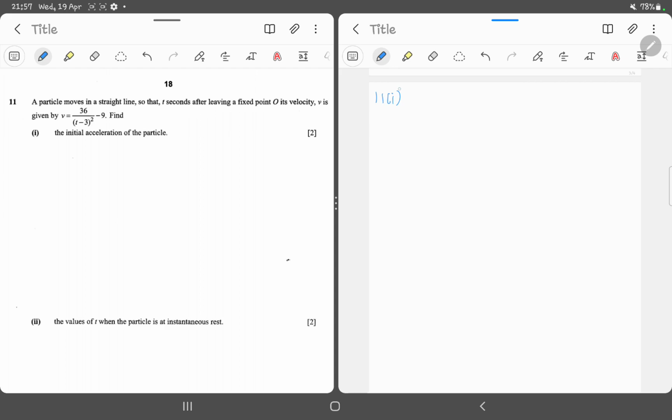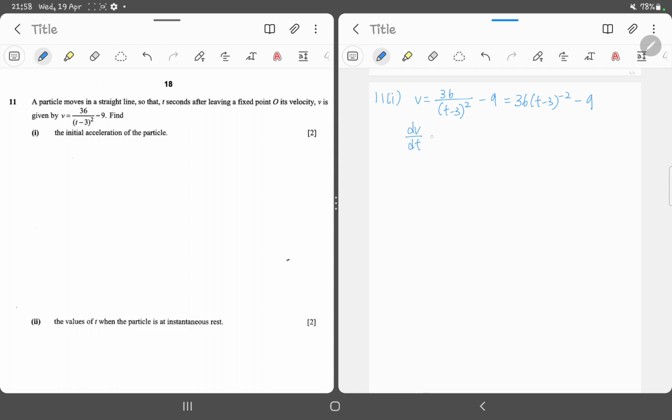So note the word initial. When we are talking about initial, it means that we need to start at t equals 0. But before that, we need to find what the acceleration is first. So we know that dv/dt is our acceleration, right? We have v equals 36 over (t minus 3) whole squared, minus 9. This is actually equal to, I'm going to just move the denominator up, (t minus 3) whole squared, whole thing to the power of minus 2, minus 9. Okay, so now we're going to differentiate this expression instead.